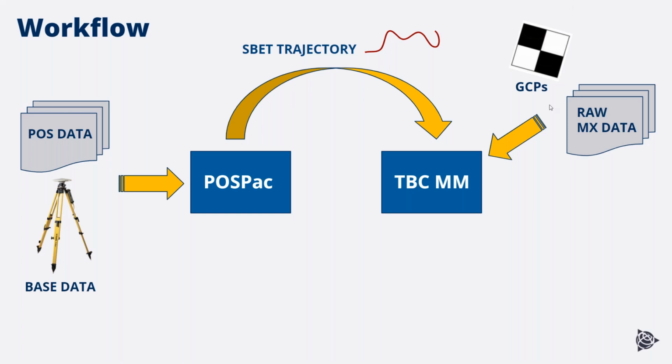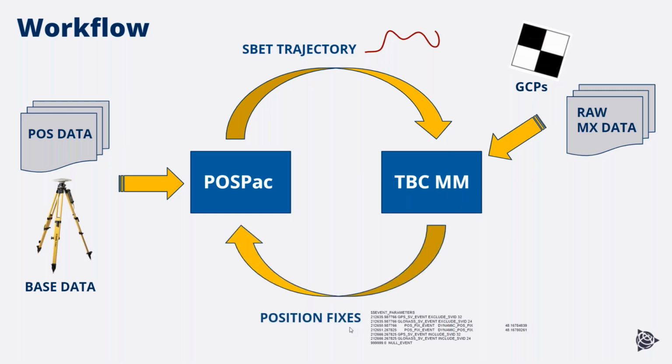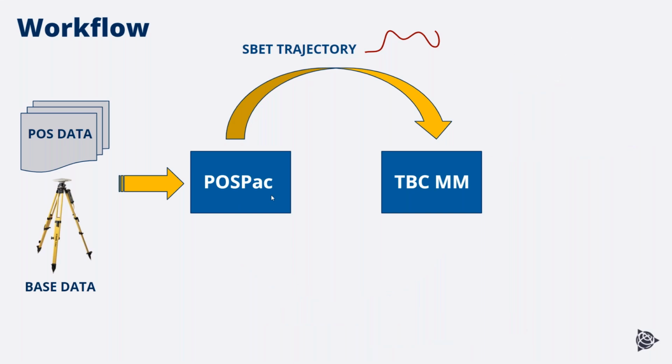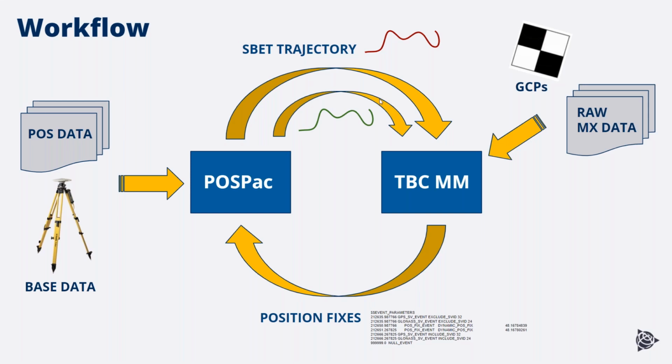And what we do in the Pfix workflow, we calculate here based on this initial trajectory and GCPs and the point clouds, something called position fixes. This is the topic today. And actually, these position fixes are just a text file where we have a timestamp and a location where our trajectory should be at this timestamp. When we take this file, we take it back to PostBack. It's treated as additional input in the PostBack filtering. And in the end, we get a new SBET trajectory, which should be more precise than the initial one.